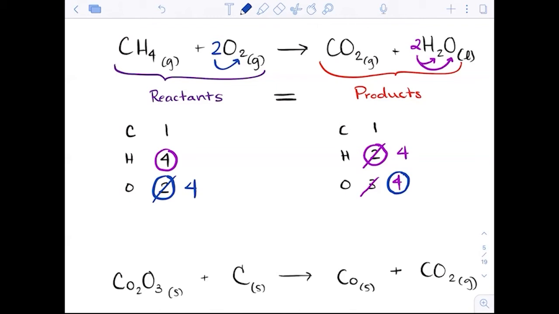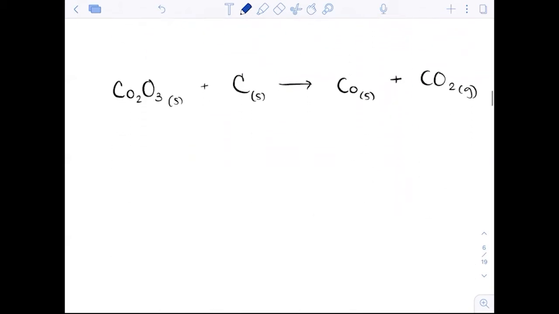Let's try another one. Co2O3, right? Be very careful with that one. Cobalt 3 oxide reacts with carbon solid to yield cobalt solid and carbon dioxide gas. Very interesting reaction here. What I want to make sure I understand is I have some cobalt, I have some oxygen, and I have some carbon. I have some cobalt, I have some oxygen, and I have some carbon.